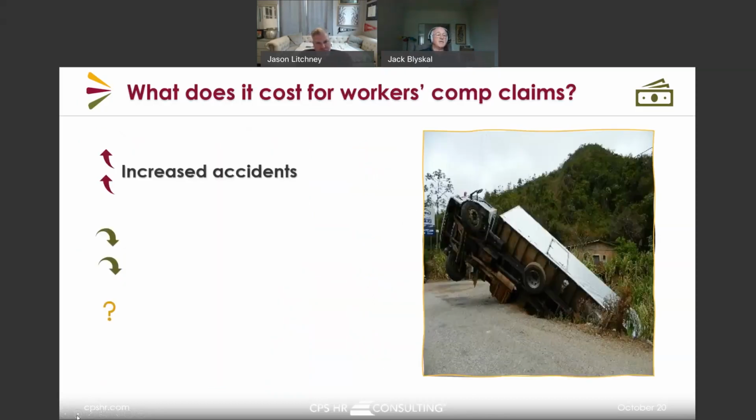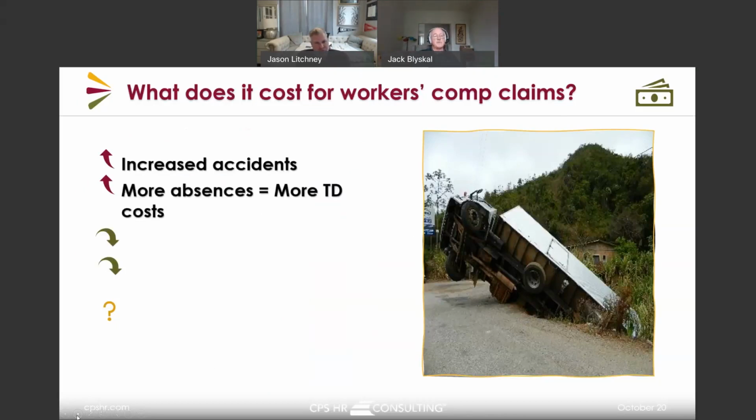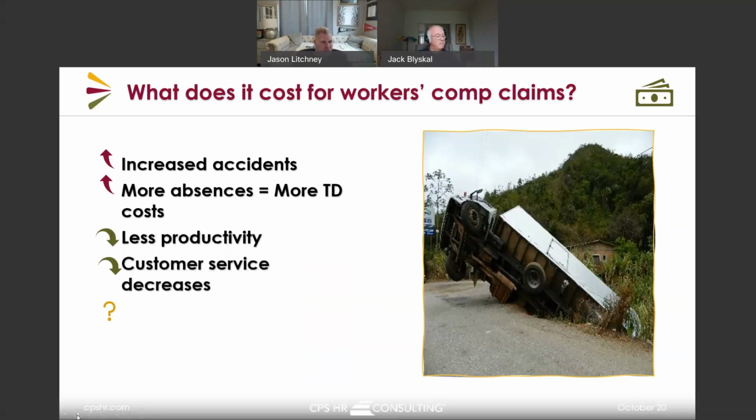For workers' comp, you have increased accidents, which means more absences. And more absences equal more temporary disability costs. So those are direct costs that are going to affect your premium and your loss exposure for your organization. You're going to have less productivity because of those absences. And not only do you have the absences affecting productivity, but somebody's got to deal with the issue of the claim, the workers' comp claim. Somebody's got to deal with getting the person to the doctor, monitoring when they're able to come back to work, do they have the appropriate medical release and so forth? So they can't be doing other things. So you have less productivity. And you have a decrease in customer service because of the fewer people.